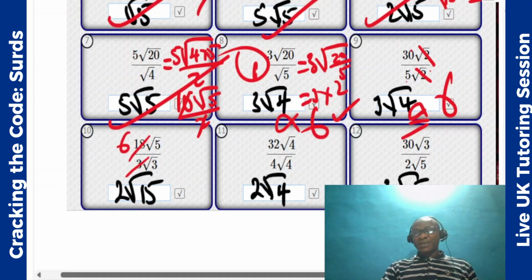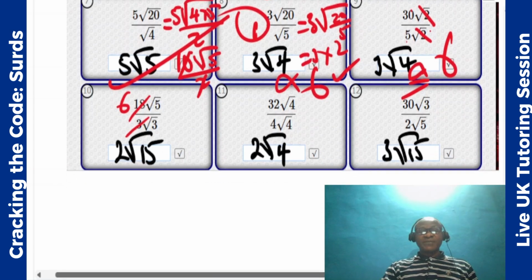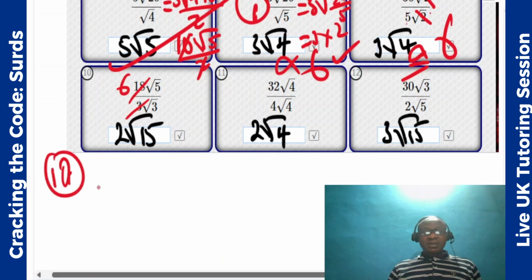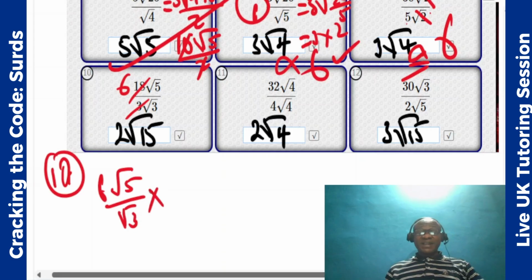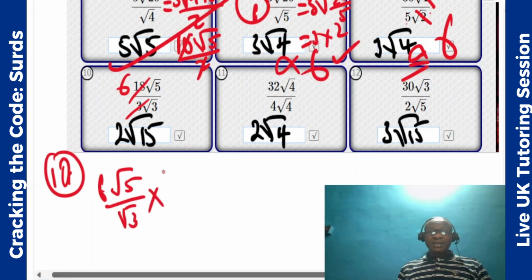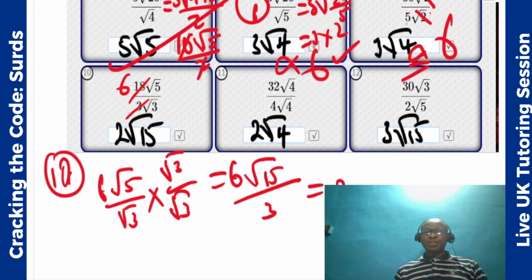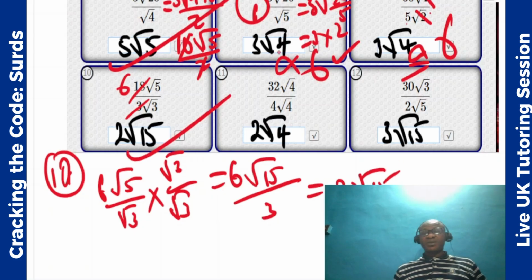Now, at this point, you can now do simplification, which is you now got in that number 10, 6 root 5 all over root 3. That is what is left, having divided 18 by 3. Now, you rationalize with the square root of 3. And this is going to give me 6 root 15 all over 3, making the answer to be 2 root 15. So your answer here is correct. You get that?